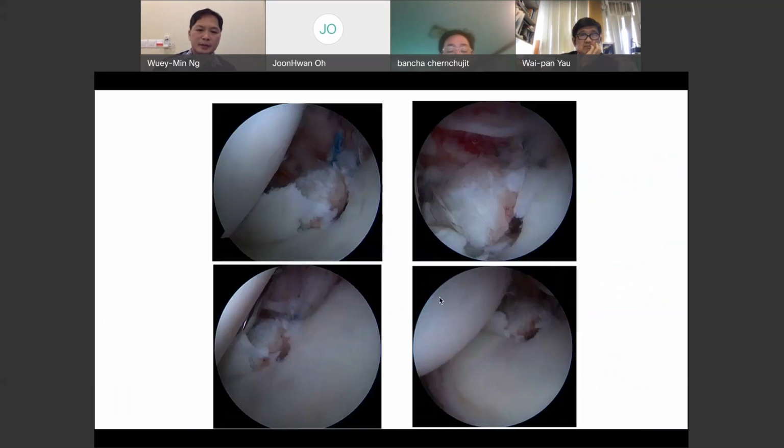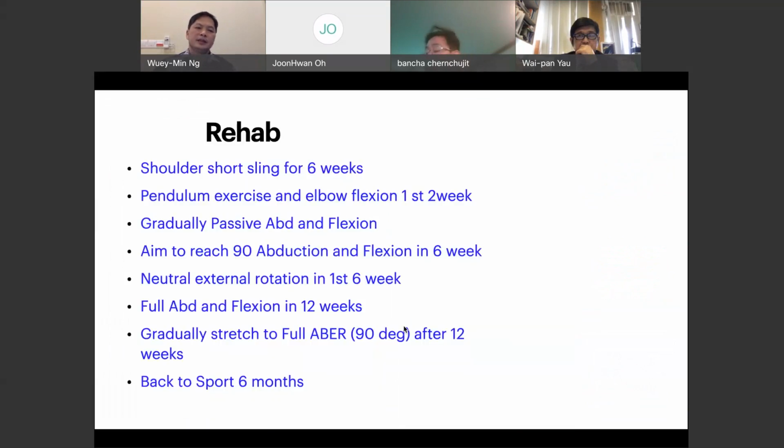So this is an end repair. You can see that there's some cartilage loss, but the bone you can fix back using the suture, and it's quite stable. For the post-op regime, I usually put the patient in a shoulder sling for 6 weeks, with pendular exercise for the first 2 weeks, then gradually abduct the shoulder.